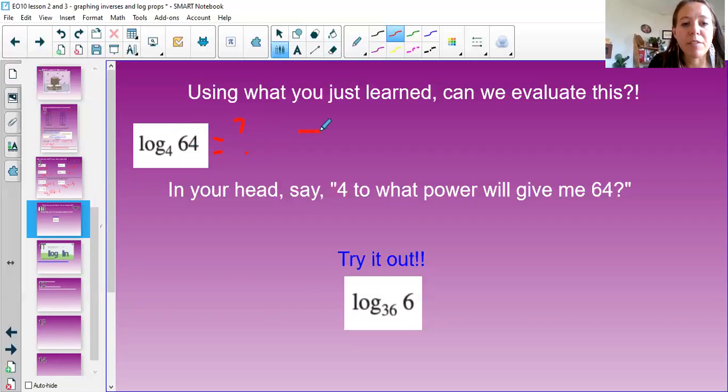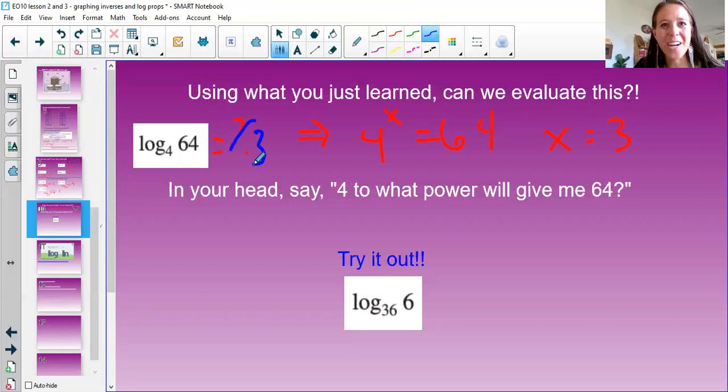So you could think of this as 4 to the x power is going to give me 64. And what is x? Well, if you don't know that, we could try some things. 4 squared, 16. If you really don't know, use your calculator. 4 to the 3rd power, check that out, 64. So x is going to be 3. So our log base 4 of 64 is equal to 3.